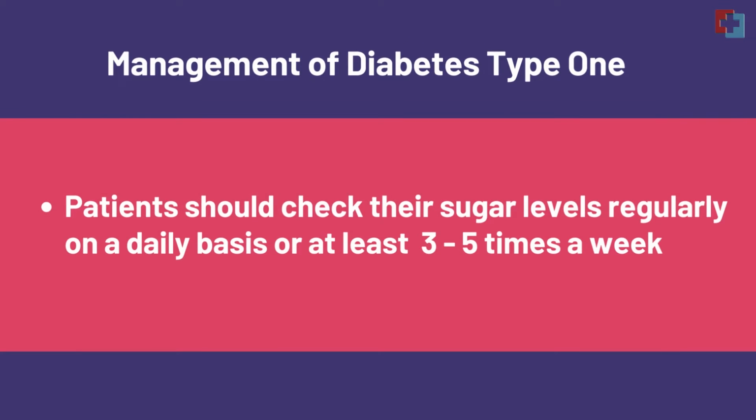Depending on the type of diabetes that has been diagnosed, we would want patients to check their sugar levels either regularly on a daily basis, or at least 3 to 5 times a week, depending on the accessibility of strips and a glucometer, whichever will be appropriate, or depending on clinical judgment.